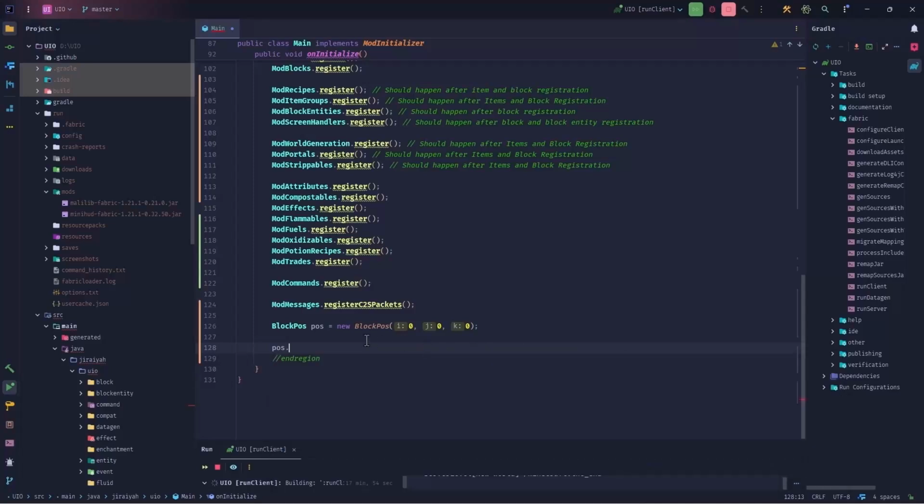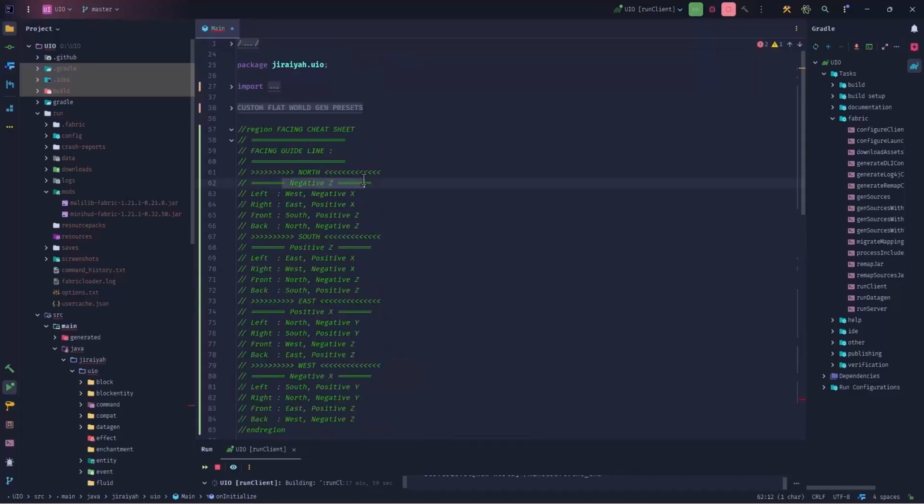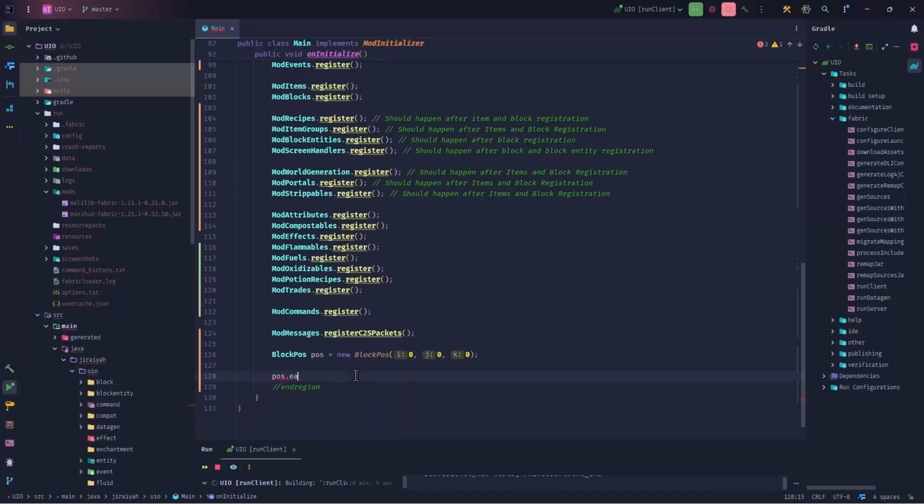So if I know the facing of my block, for example, in our case, north, and we want the block on the right side, so we know that it's east, I can simply say pose.east, and that's it. Now I'm getting the block on the right side. Or I want to go 2 blocks to the right and get that one.